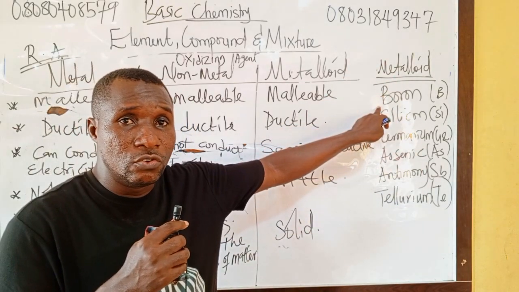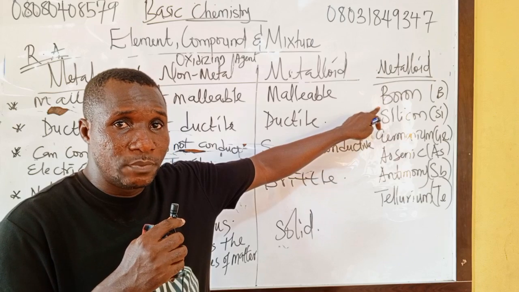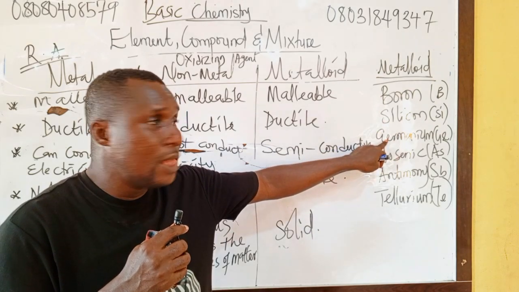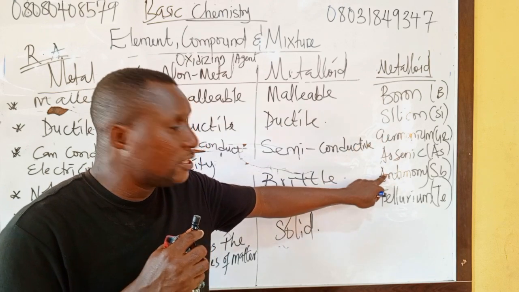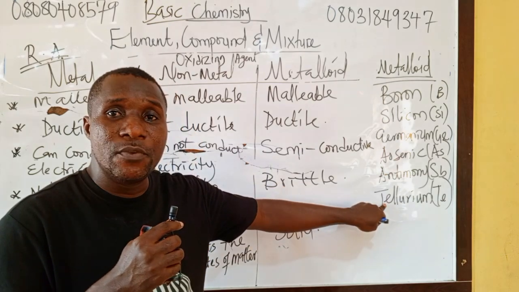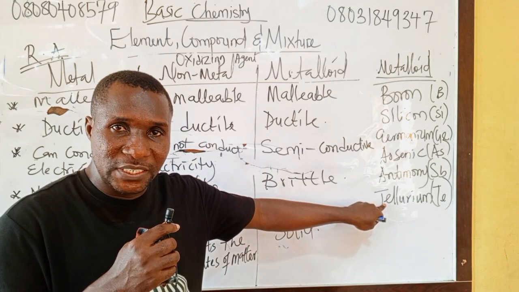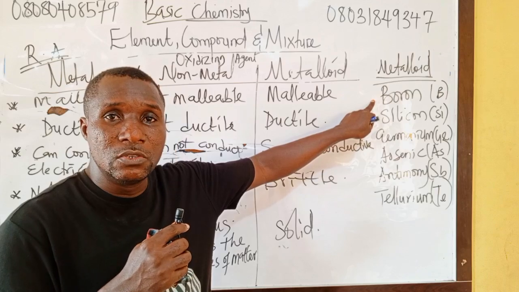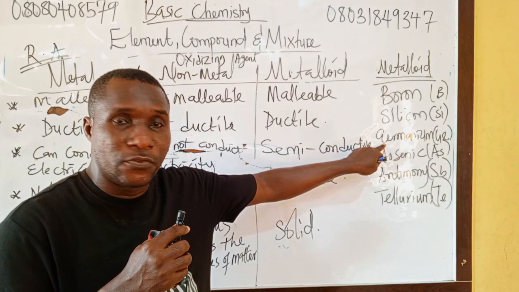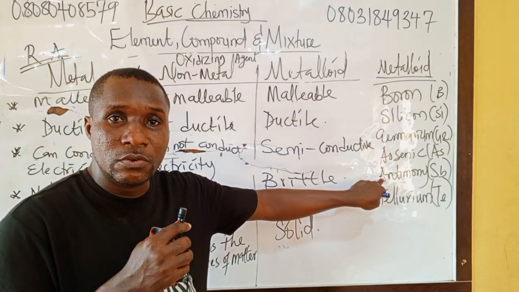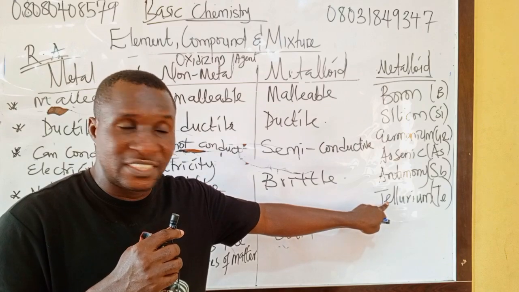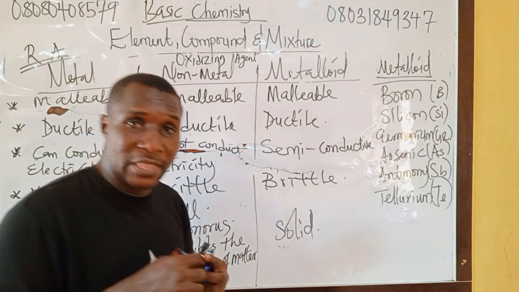Boron can be found in group 3A, that means group 13. Silicon and germanium can be found in group 4A, that means group 14. Arsenic and antimony can be found in group 5A, that means group 15. Tellurium can be found in group 6A, that is group 16. I repeat, boron in group 13, silicon and germanium in group 14, arsenic and antimony in group 15, tellurium in group 16. These are the 6 metalloids we have.